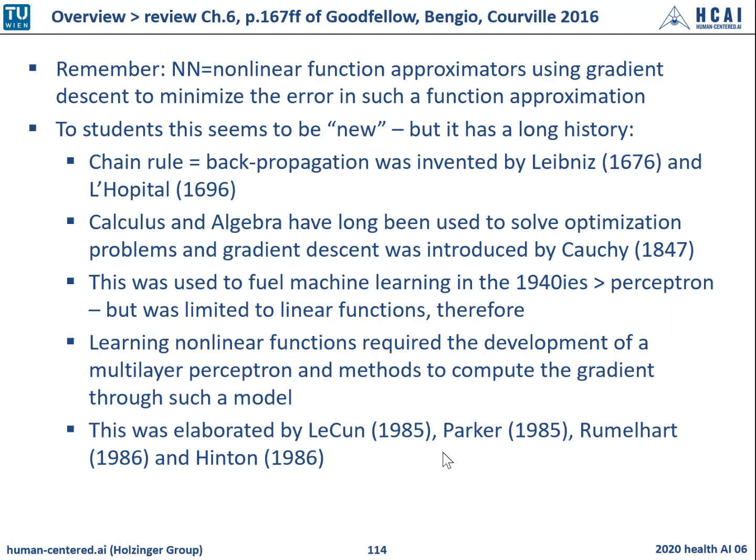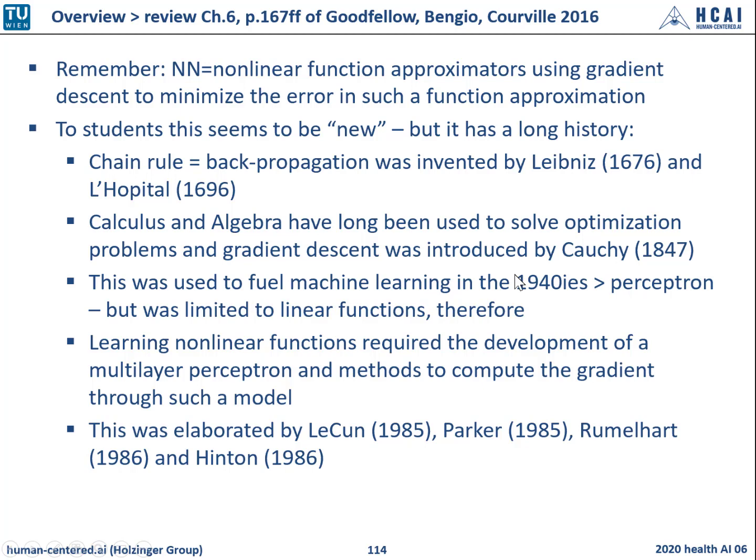So, many methods in machine learning seem to be new, but many are really very, very old. So this is just a slide for your convenience. An overview is given by the excellent book of Goodfellow, Bengio and Courville. For example, the chain rule, for me, amazing that this was invented by Leibniz 1676 and L'Hopital 1696. Calculus, algebra, of course, and then gradient descent was introduced by Cauchy 1847. Gradient descent, what you think is novel, was invented by Cauchy 1847.